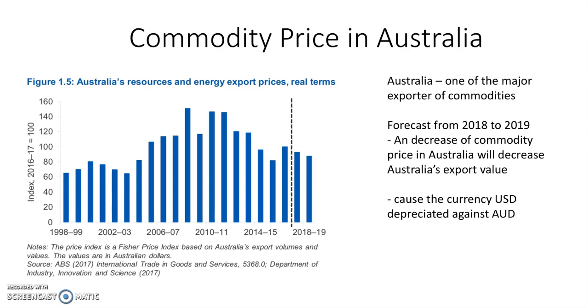So last, we are going to talk about the commodity price in Australia. This is the data that comes from the Industry Government Australia. Australia is one of the major exporters of commodities. Here is the forecast from 2018 to 2019, showing us that the commodity price in Australia will decrease. This will decrease the Australian export value and cause the currency of USD to appreciate against AUD.